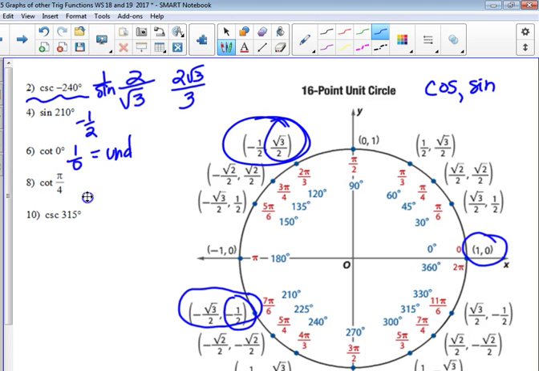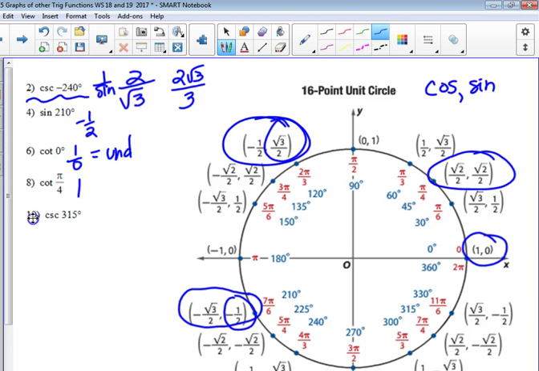Cotangent at pi over 4. Okay, some of you went crazy. Pi over 4. You started writing out square root of 2 over 2 divided by square root of 2 over 2 equals square root of 2 over 2 times 2 over square root of 2. It's just the same thing over itself, which is 1, right?